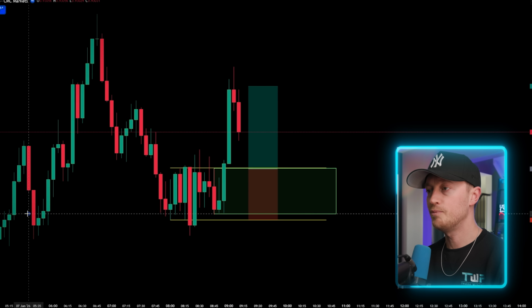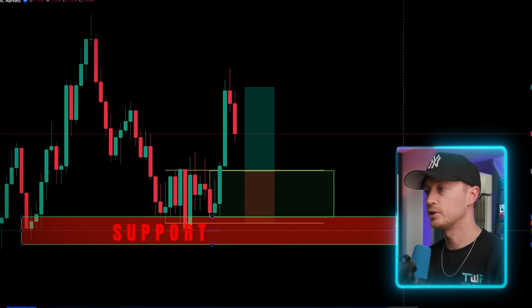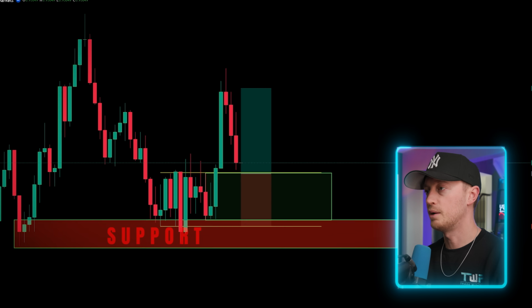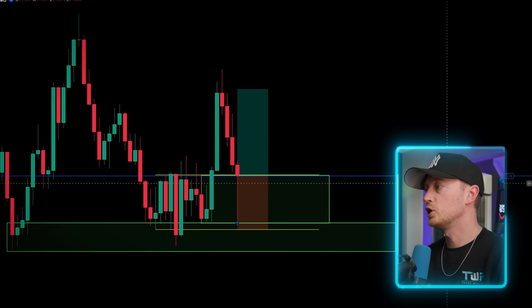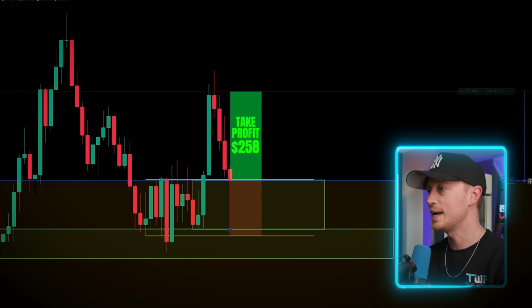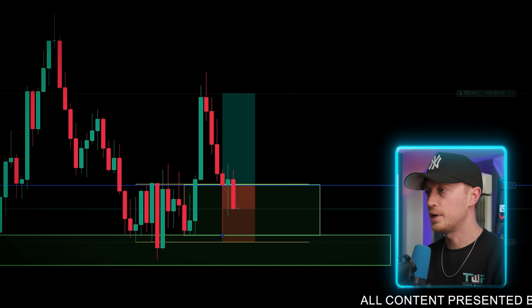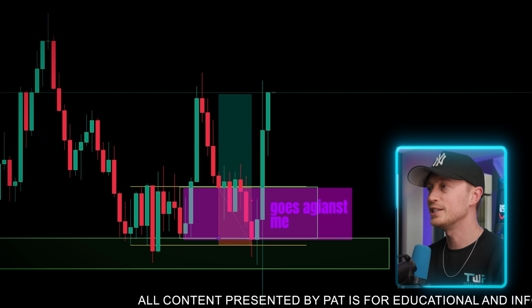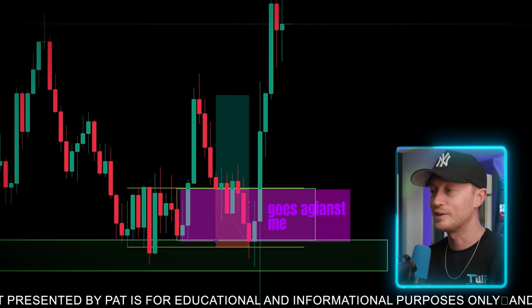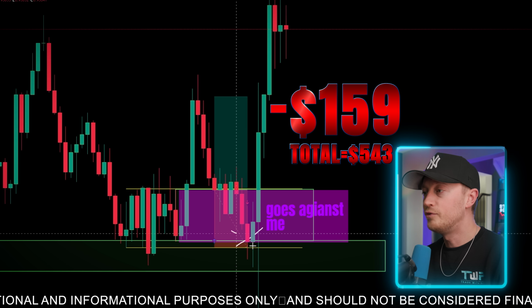We do have a pretty obvious level of support forming down at the bottom here as well. And so price comes down right here. I don't have the bullish engulfing, but I decide I could get in here for a small one, about 258 on the top, about 159 on the bottom. And as I play this one out here, you could see it did go against me before shooting up really aggressively. So I lost about 159 here.